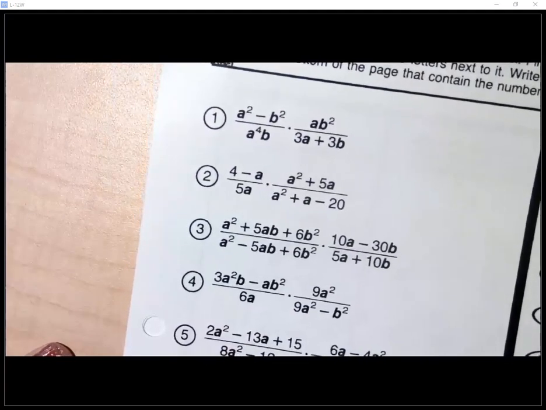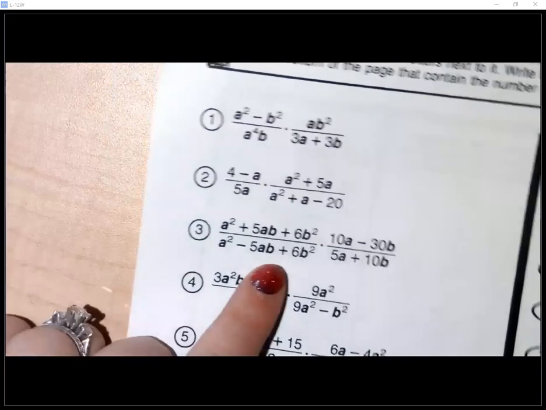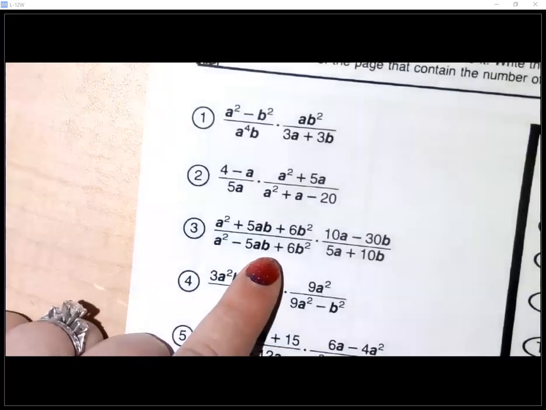I'm just glancing. Remember when you get to number 3, remember what we talked about, ignoring the B for a second? And then you can.